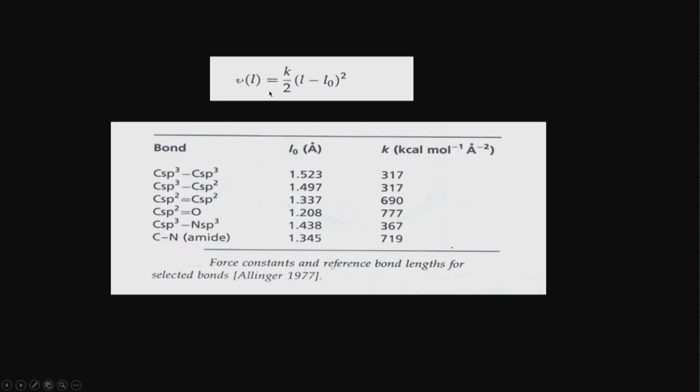For example, let us look at this sp3 carbon, sp3 carbon. So the L0, that is R0 which we use there, can be 1.523, whereas for sp3 sp2 it becomes 1.497, and similarly the force constant also changes quite a lot depending upon the type of carbon: sp3 sp3, sp3 sp2, sp2 sp2, sp2 O, that is carbonyl, sp3 N sp3 and so on.